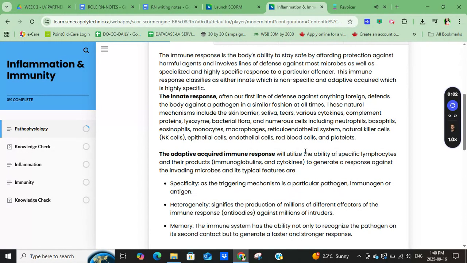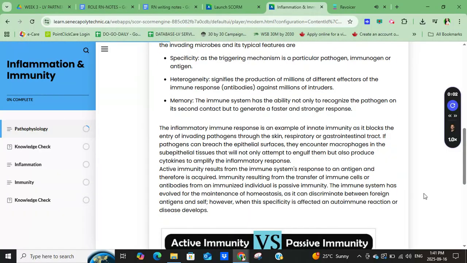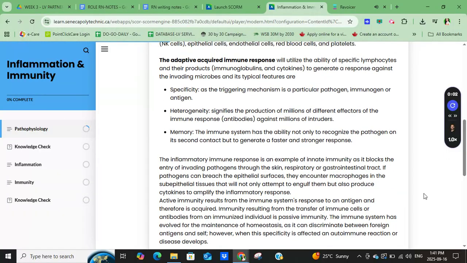platelets. The adaptive acquired immune response will utilize the ability of specific lymphocytes and their products, immunoglobulins and cytokines, to generate a response against the invading microbes, and its typical features are specificity, as the triggering mechanism is a particular pathogen, immunogen, or antigen. Heterogeneity signifies the production of millions of different effectors of the immune response, antibodies, against millions of intruders. Memory: the immune system has the ability not only to recognize the pathogen on its second contact, but to generate a faster and stronger response.